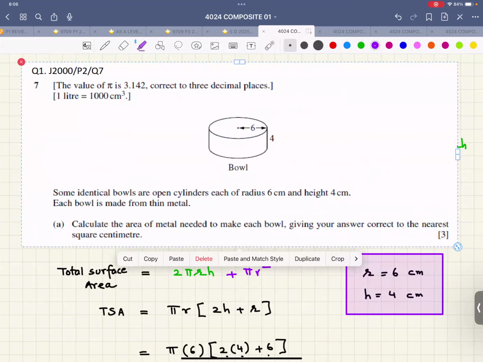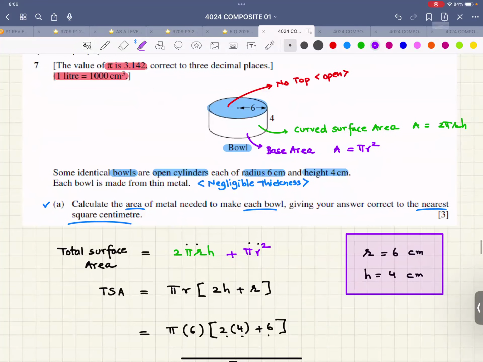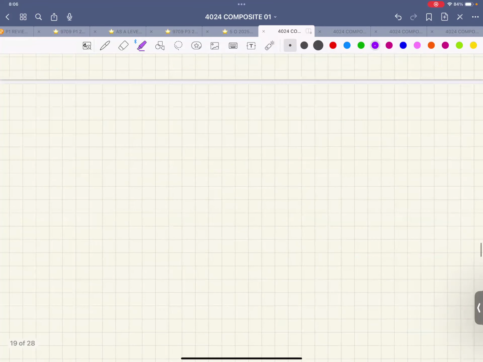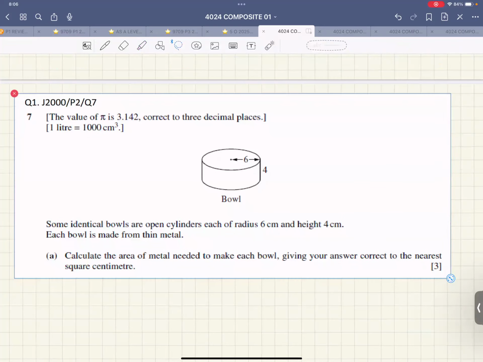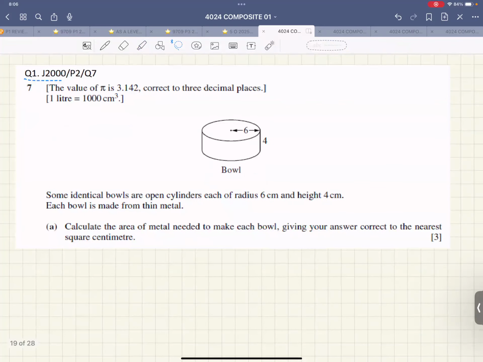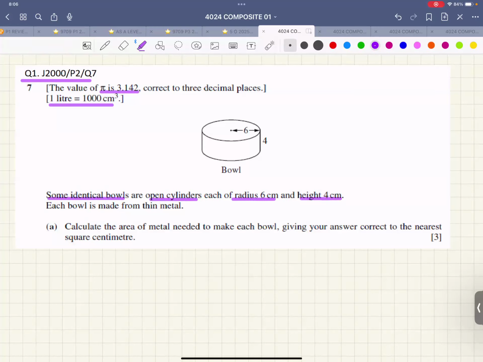So let me just copy this and add a page. First, let me read from this. So the first part was this. It says the value of pi is 3.142, correct to 3 decimal places or 4 significant figures. 1 liter is 1000 centimeter cubed. Some identical bowls are open cylinders, each of radius 6 centimeters, height 4. Each bowl is made from thin metal, that means ignore the thickness. Calculate the area of metal needed to make each bowl. Give your answer correct to the nearest square centimeter.